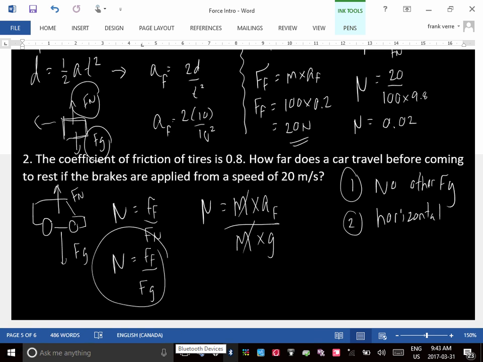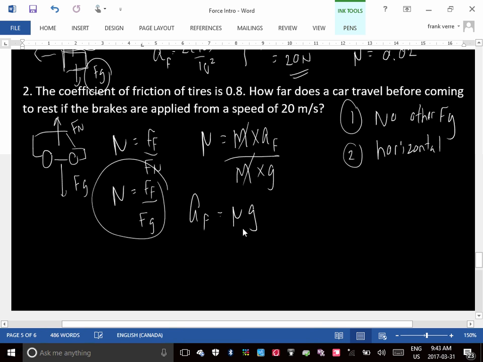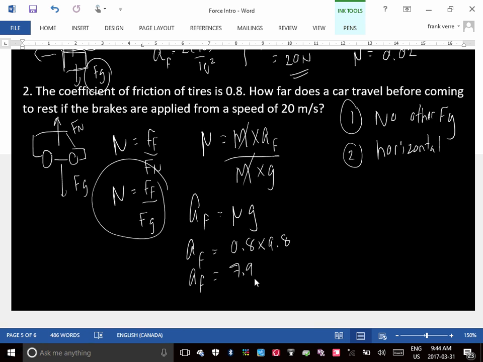And if I said to you, how do you get the acceleration due to friction? What would you do? You would just say, well, af has to be mu times g. So the acceleration due to friction then would be mu, which is 0.8, times g, which is 9.8. So what is that, like 7.9 something? Rapti, what is it? You're pretty quick with that calculator. 7.84? Okay, 7.8 meters per second squared. That's the acceleration due to friction, right?